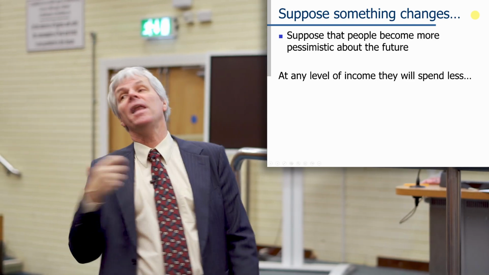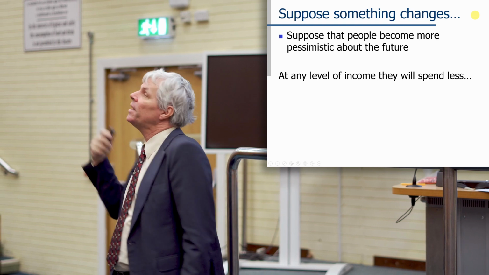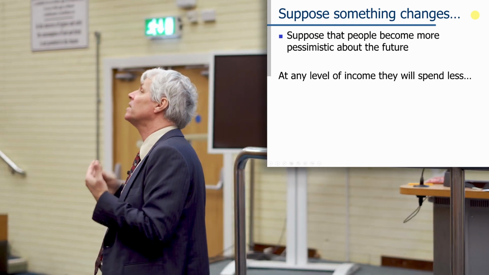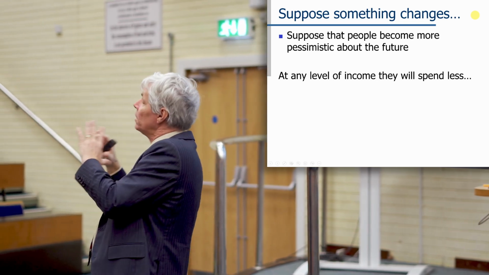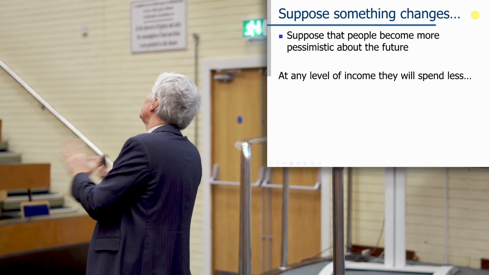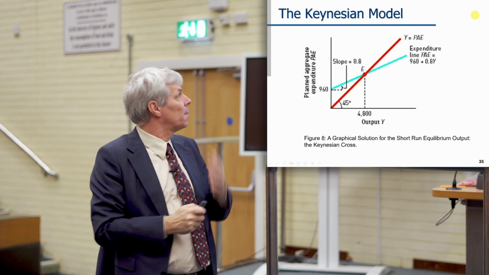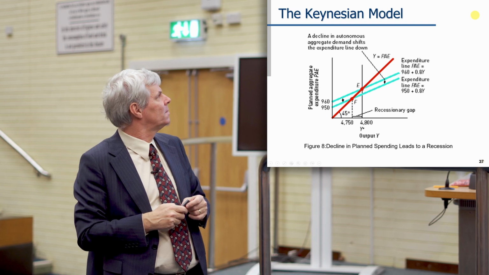Okay? So at any level of income, they're going to spend less. Because this is not spending going down because they're poorer. It's spending going down because they think they might be poorer later. Right? So current income could be just the same, but at any particular income they had, they're going to spend less than they did before.